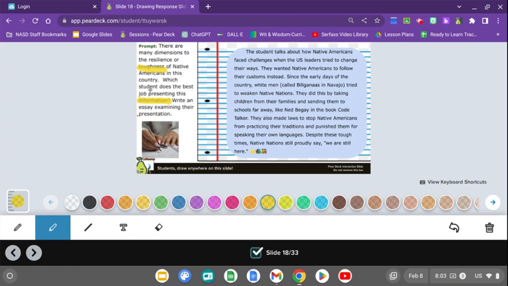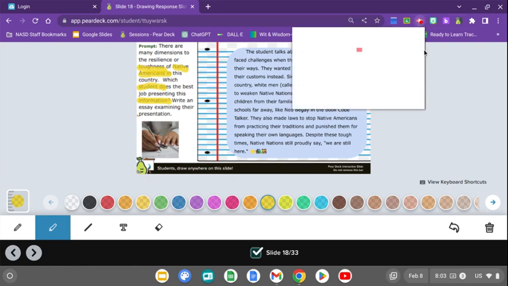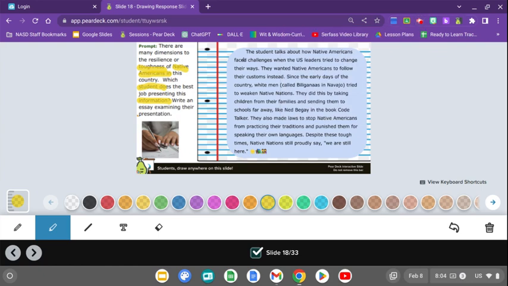Now, let's see what parts of the paragraph cover this prompt, and we'll highlight those parts that go along with the presentation that the student does and what she talks about Native Americans and toughness. So, the student already, I see that is from the prompt. The student talks about how Native Americans, that's from the prompt as well, faced challenges. They had to be tough and resilient. That connects as well. When the U.S. leaders tried to change their ways, they wanted Native Americans to follow their customs instead.